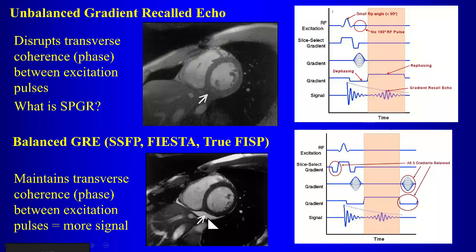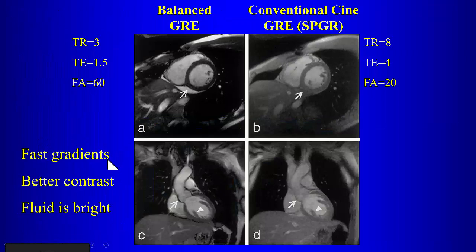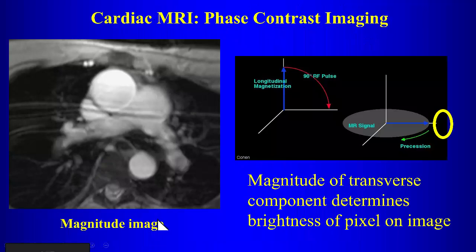So the bottom line is pericardial fluid is brighter, blood is brighter on the sequences that we use for cardiac imaging. And so here's a comparison. The balanced gradient echo sequences versus conventional gradient echo sequences. We use very short TRs, very short TEs. Fluid is going to be very bright. You see pericardial effusion is brighter here. So we use faster gradients, better contrast, and fluid is bright. Okay, so that's what you have to know about these cine gradient echo sequences that we use for cardiac imaging.